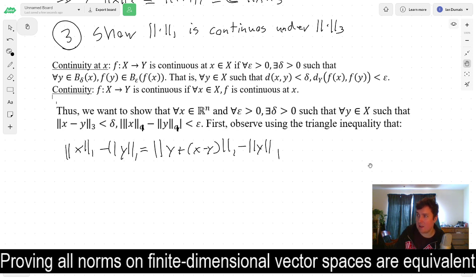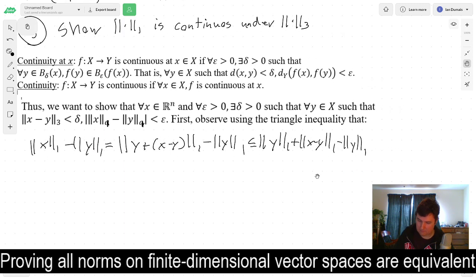But then we're going to apply the triangle inequality to this specifically, but then this whole thing will be greater than this whole thing. So we get y plus x minus y minus y. Now our y's cancel out. So this equals x minus y.